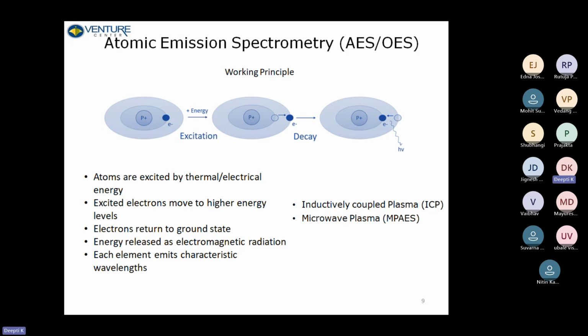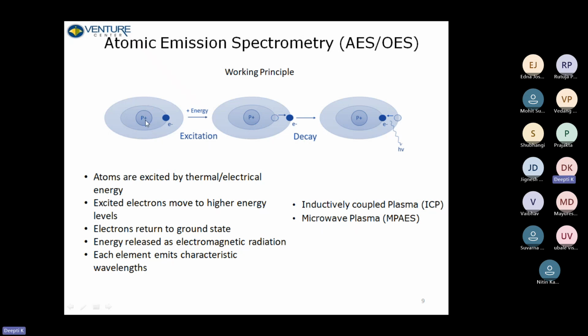The next spectroscopic equipment that we'll discuss is OES, or atomic emission spectrometry. So it can be ICP-OES or it can be MP-AES both. In all atomic emission spectroscopic equipments, the working principle remains the same. So what happens here basically is atoms are excited. The samples receive energy. As a result, the electrons in the sample are promoted to a higher energy state. This is called excitation.